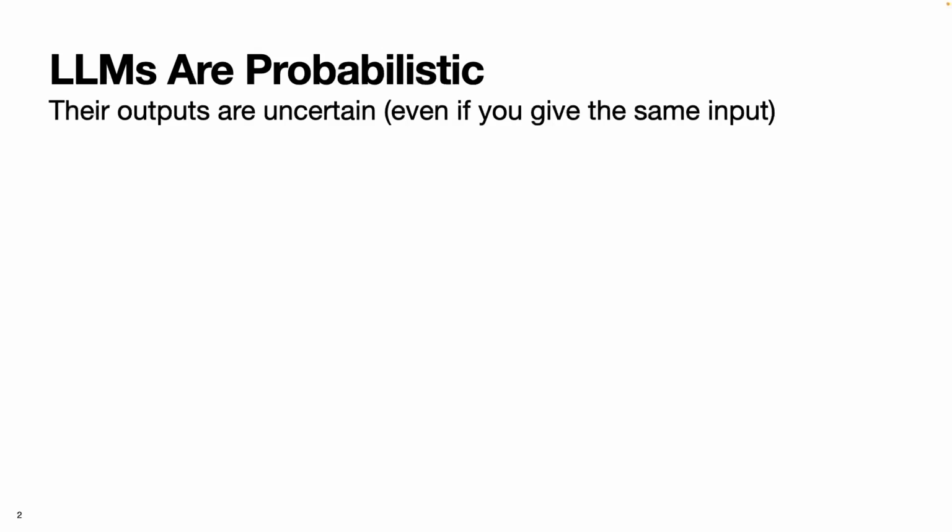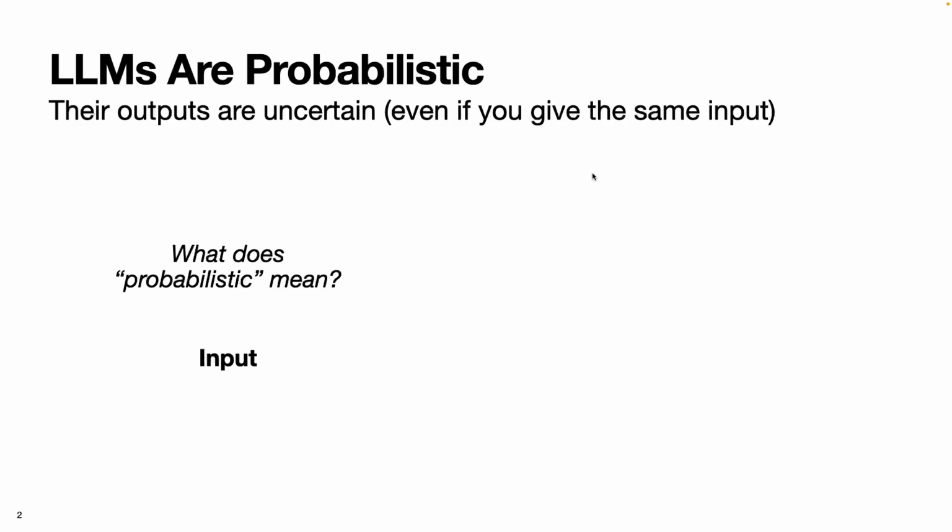The whole motivation of this method is the fact that large language models are probabilistic systems. In other words, we can't be 100% certain about the output that we're going to get from one of these models, even if you give it the same exact input.